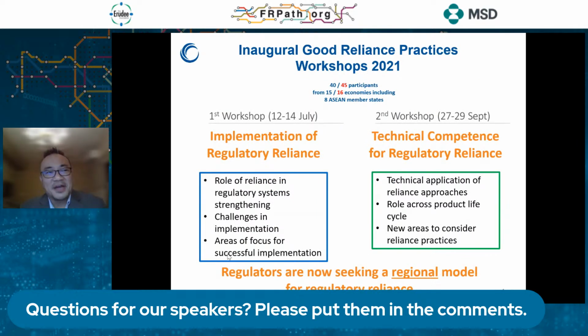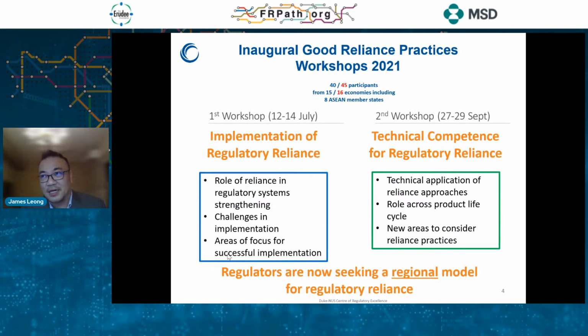Now, a year and a half ago, my center, CORE, ran a workshop across the Asia Pacific. It was attended by 15, 16 economies. In the first workshop, we looked into the implementation of reliance and the barriers. And secondly, what the priorities for training are in terms of technical competency to implement regulatory reliance.